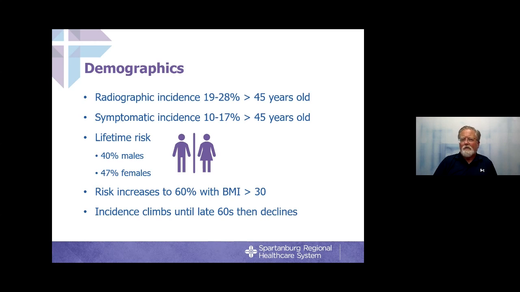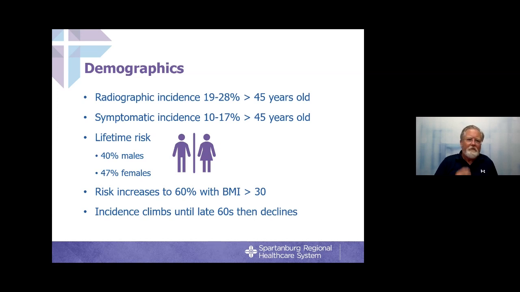So we're going to concentrate a little bit more on the osteoarthritis from here. When we look at the demographics, if we are just looking at X-rays, now I always tell my patients, I don't treat X-rays, I treat patients. But if we do look at X-rays, once you get about 45 years, somewhere between 19 to almost 30% of patients are going to show X-ray evidence of arthritis. However, the important thing, the symptomatic ones, that's about half of that, 10 to 17% at 45 years old.